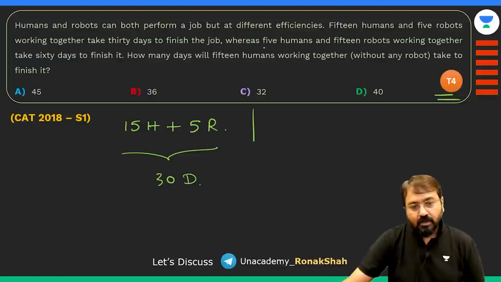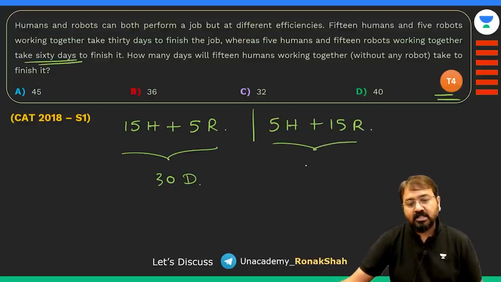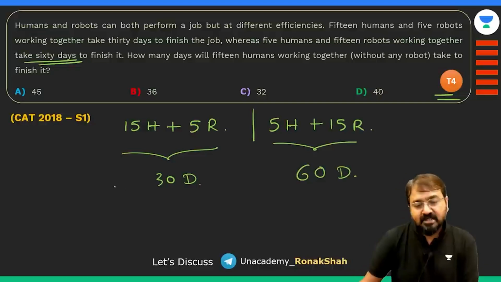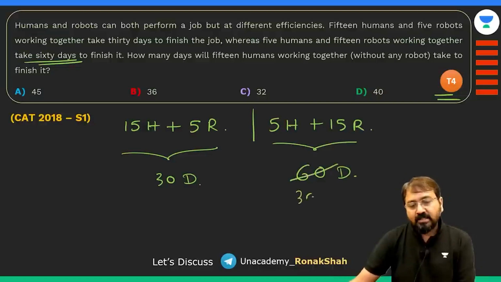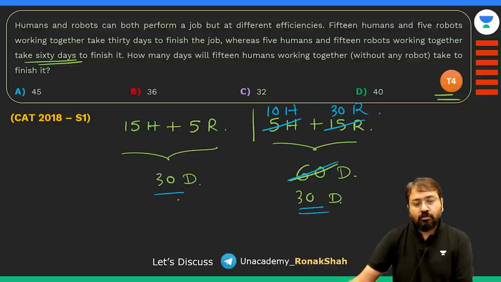Whereas 5 humans and 15 robots working together take 60 days to complete the work. This bunch of people and robots are taking 60 days. So if I want to make this 30 days, what should I do? I should increase my workforce. So let me use a different color. Instead of 5H, I need to have 10H. Instead of 15R, I need to have 30R. Then definitely the work will be completed in 30 days. So now both sides are same.